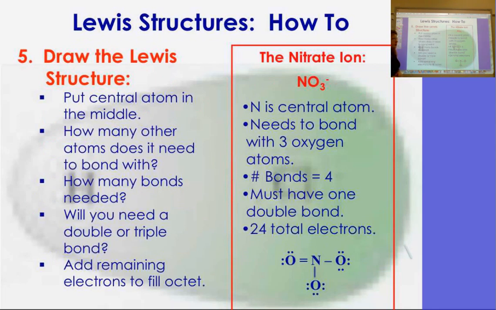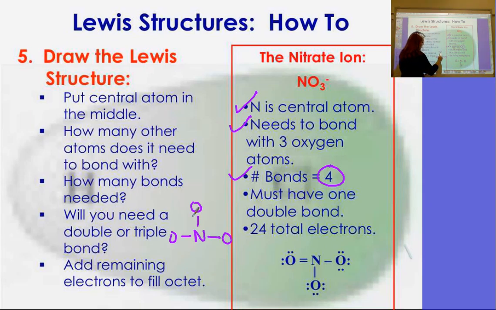Now, step 5 is to draw the picture. You have to put nitrogen in the center. You need to bond it with 3 oxygens, but you have 4 total bonds. How does that work? Draw out nitrogen. It would be bonded to 3 oxygens, but that only used 3 bonds. Here it said I needed 4.